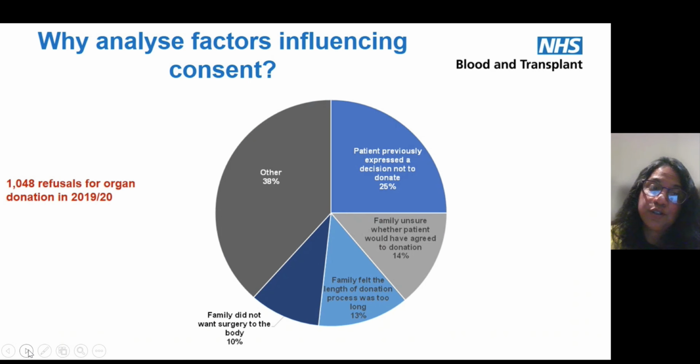Because of a large number of refusals for organ donation, particularly in Black and ethnic minority communities, it's important for us to analyse the factors that influence consent. You can see from this graph that 25% of refusals are because the patient previously expressed a decision not to donate. And 14% are because the family are unsure about their relative's wishes. 10% is because the family did not want surgery to the body. And in 13%, it's because the length of the donation process was too long.